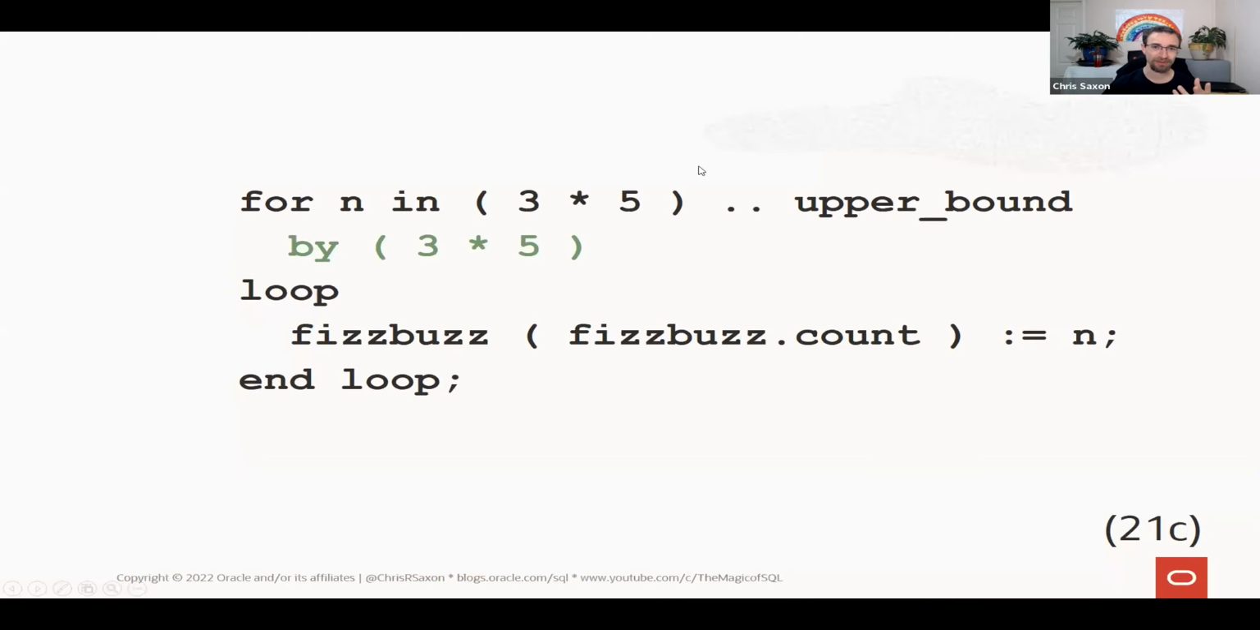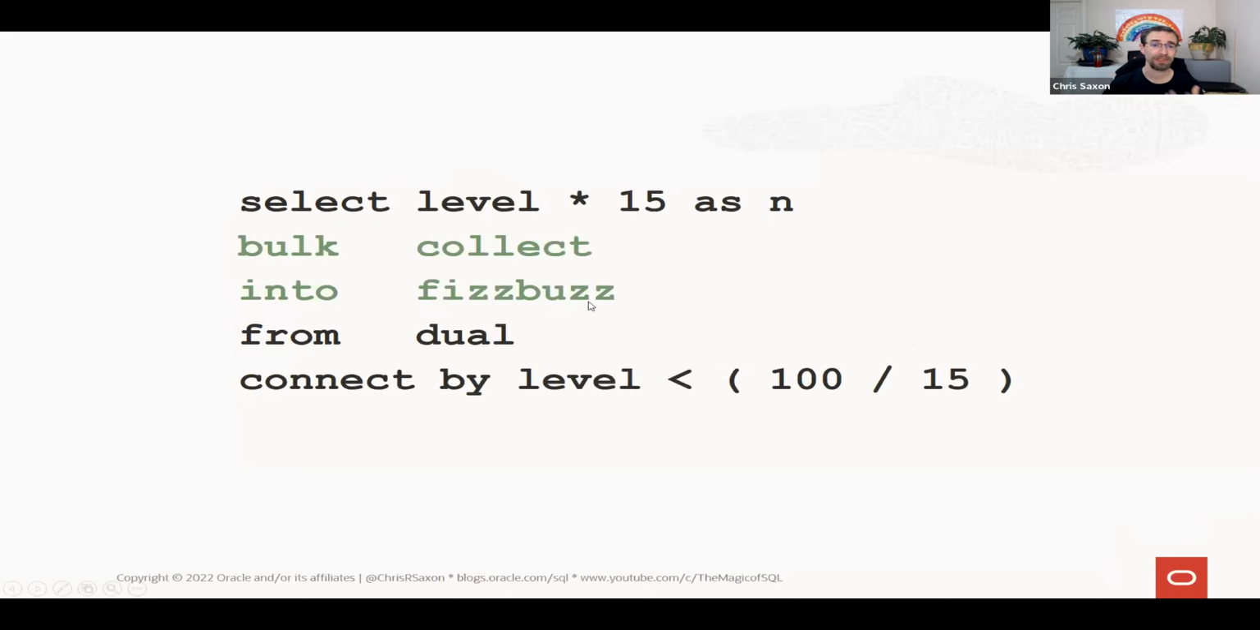Now, if we go back to our FizzBuzz style example, we can do something like this. If we want to load an array with the multiples of 15, so 15, 30, etc., we can iterate through them and on each one add a new element to the array. So we can use the 21c syntax here to do that, or we could just do an if statement as we would before in previous versions.